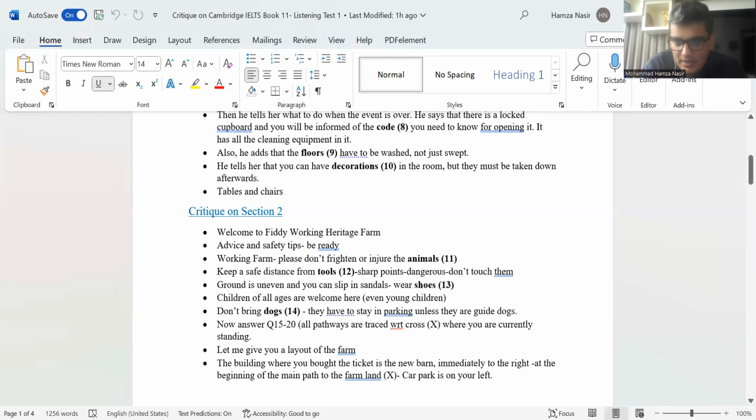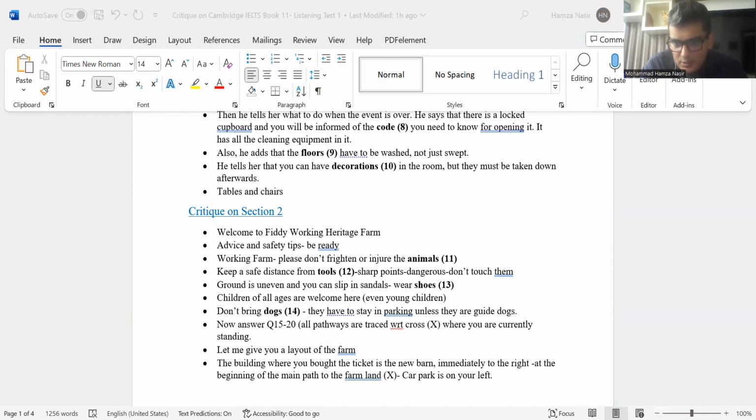Now we come to the map. So now you've got to answer questions 15 to 20. Now this is an area in which students have often struggled, even though I honestly feel that a map is quite simple. It's quite easy. It's quite doable. I really don't understand why people stumble in it.